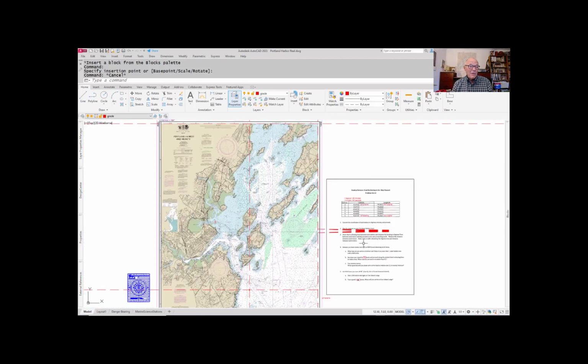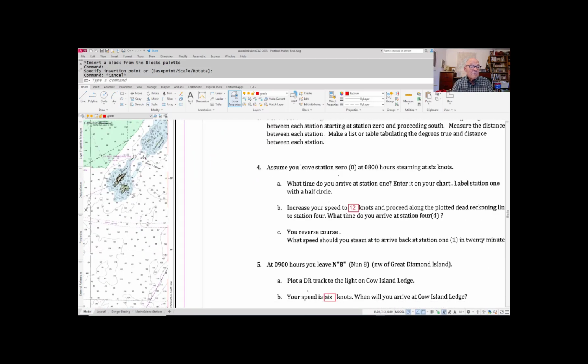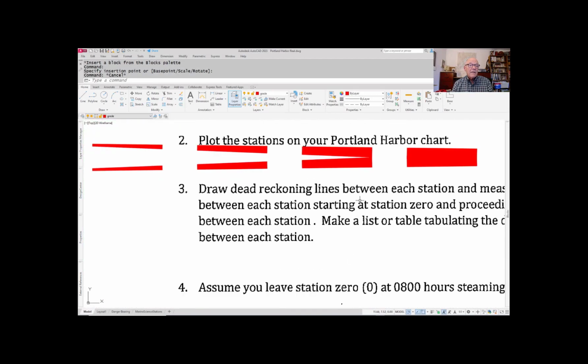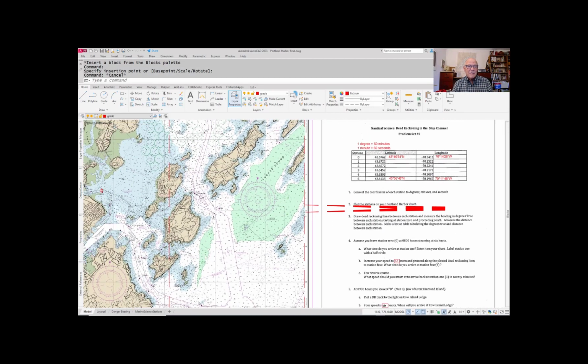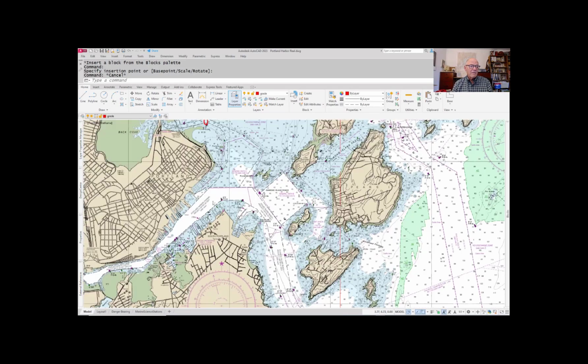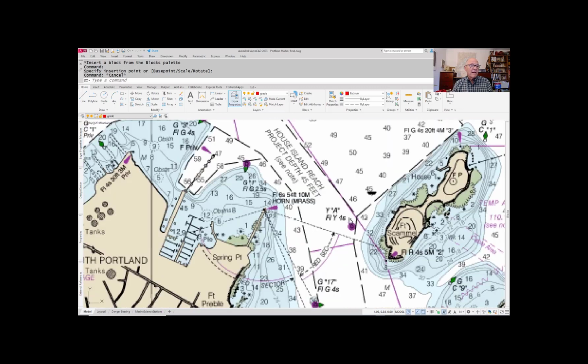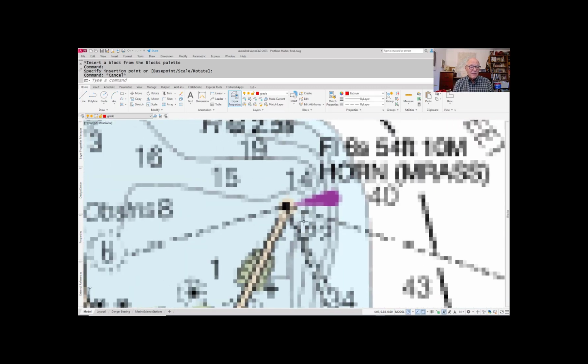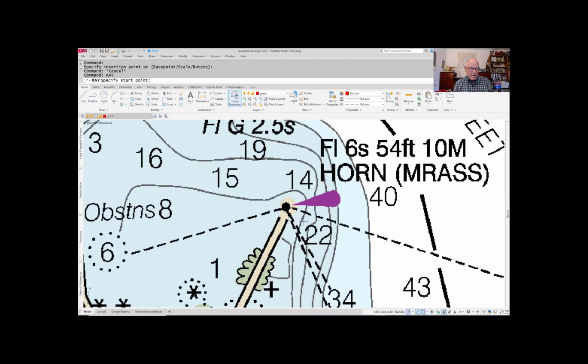Now how would we go the other way? What are the other questions here? Okay, you're going to do a bunch of stuff here. But the question is, what if we have to go the other way? We want to know what the location of something is. One of the questions on this sheet is, what are the lat long of Spring Point Light? Well, what we're going to do is first find Spring Point Light, draw a line that is horizontal off Spring Point Light, then draw one that's vertical off Spring Point Light.